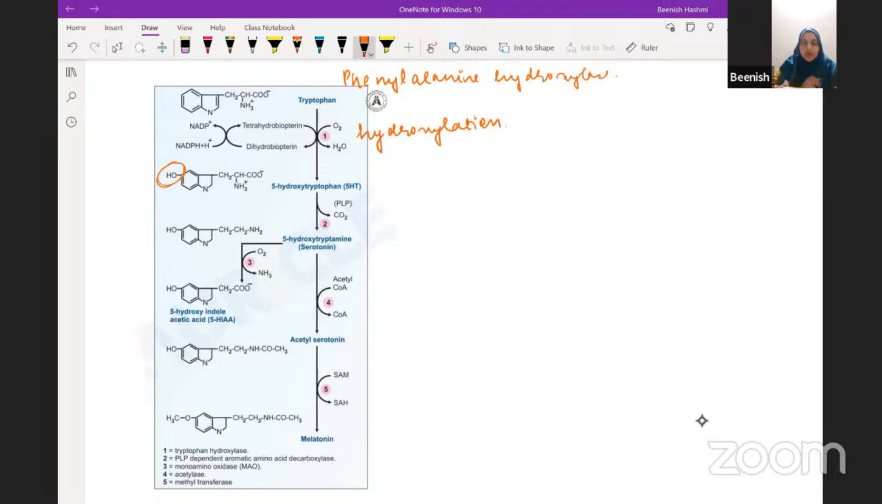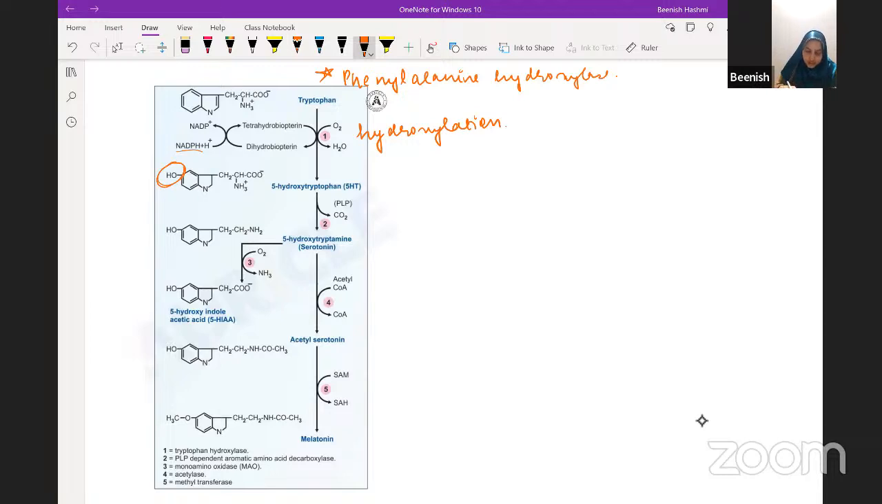Because hydroxylation is taking place, there is also a requirement of tetrahydrobiopterin, which is being reduced to dihydrobiopterin, and then dihydrobiopterin is again being regenerated with the help of NADPH. So this is very similar to phenylalanine hydroxylase. Your tryptophan, by hydroxylation, changes to 5-hydroxytryptophan, and the enzyme is tryptophan hydroxylase.